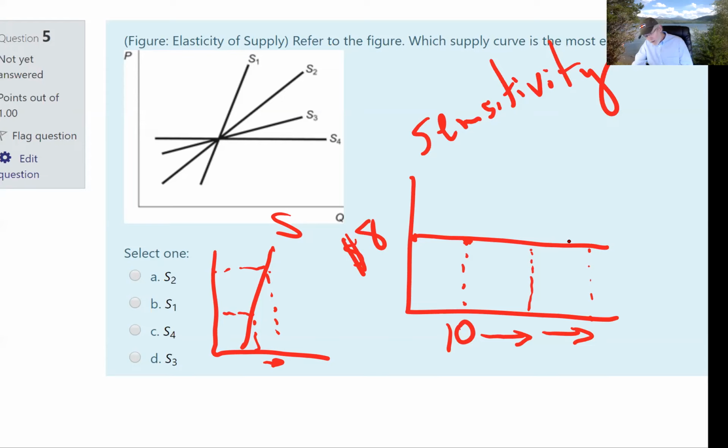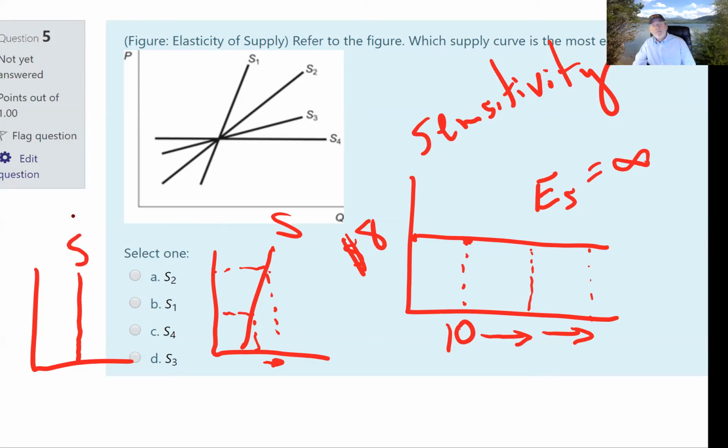For the horizontal demand or supply curve, the elasticity would be essentially infinite. For a vertical supply curve, what would the elasticity be? It would be 0, because a vertical curve means there's no sensitivity of quantity supplied to a change in the price.